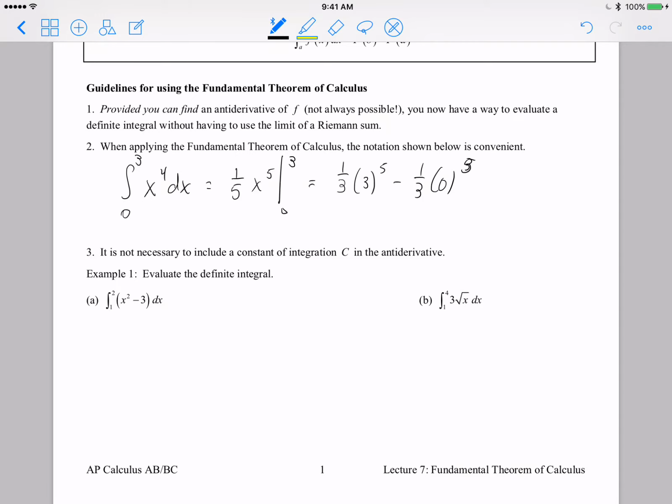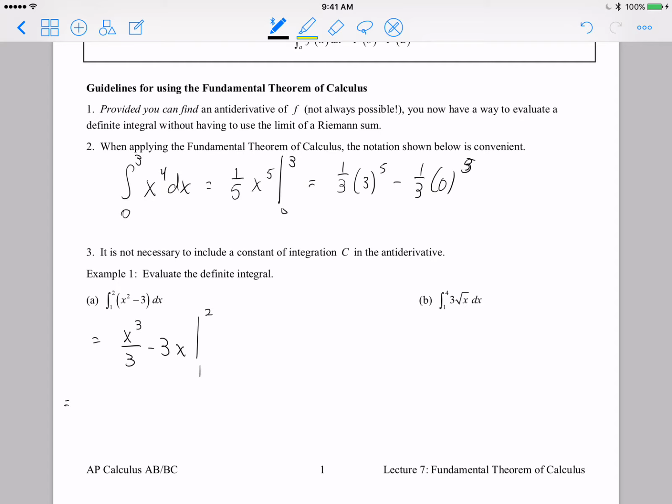Okay, and it is not necessary to include a constant of integration in the antiderivative like it was when we did indefinite integrals back in lecture 5. Okay, so example 1, we want to evaluate the definite integral. So the first thing I have to do is I have to find an antiderivative of the function. So in this particular case, the antiderivative is going to be x cubed over 3 minus 3x, and I'm going to evaluate that from 1 to 2.